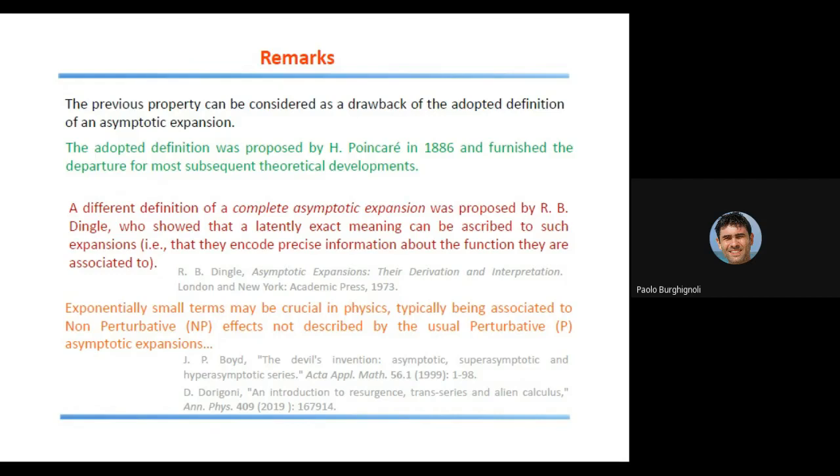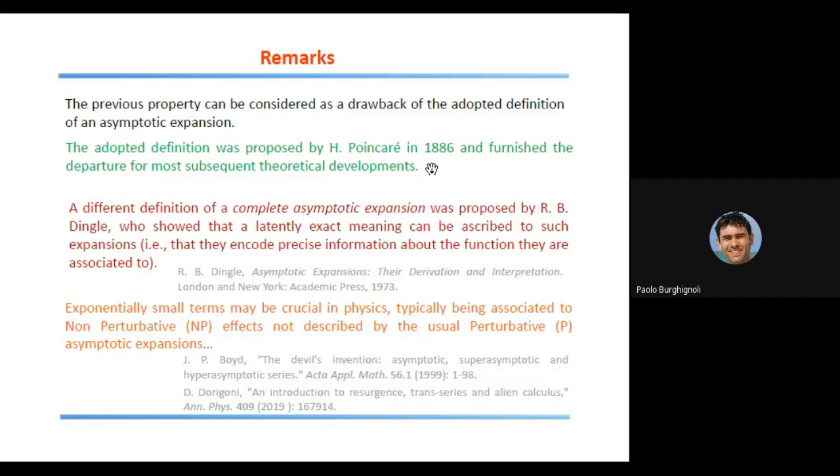Our definition was the original one, which was given by Poincaré in 1886, so at the end of the 19th century, which was very important for historical reasons because it was the first clear foundation of the discipline of asymptotics. But I would like to warn you that there are also extensions of this definition. We cannot go into this, but for example, Robert Dingle, who was a British physicist, provided in this beautiful book, Asymptotic Expansions: Their Derivation and Interpretation, a generalized theory of asymptotic expansions, which is aimed at addressing this drawback.